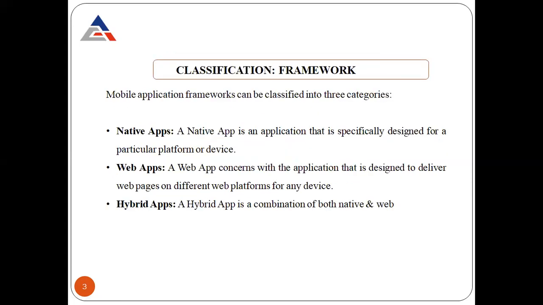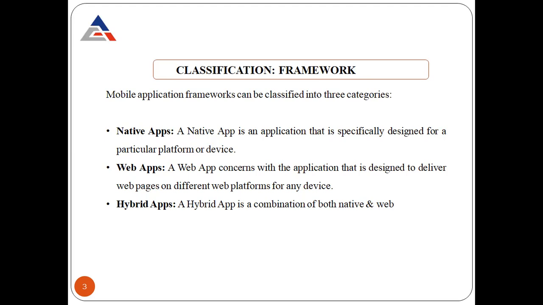So how can we classify frameworks? Mobile application frameworks can be classified into three categories, again the native application, web application, and hybrid application that we did in the last lecture. A native application is specifically designed for a particular platform. There might be a particular framework for Android and a particular framework for iOS. That framework can only be used for applications that run on Android, and the other only for applications that run on the iOS platform. Those are the native applications.